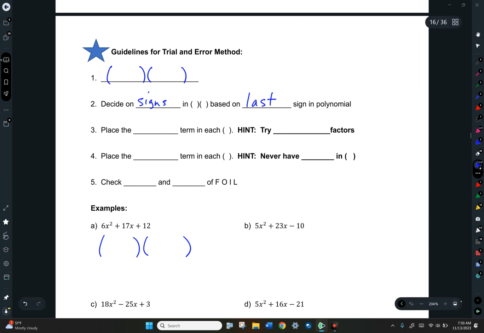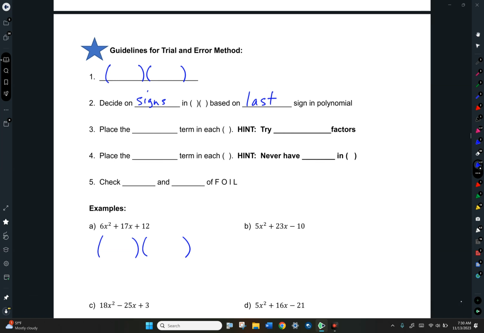All right, so when I look down here at letter A, I look at the last sign in the polynomial right here. It's a plus. Okay, so here's the idea on that. If the last sign is a plus, then you know the parentheses have the same sign. If that last sign is a minus, then you know the parentheses have different signs. Since it's a plus, I know they're the same. So that means these are either both plus or they're both minus. In order to decide what they're the same of, I look at this one. Since that's a plus, that means I know these are both plus.